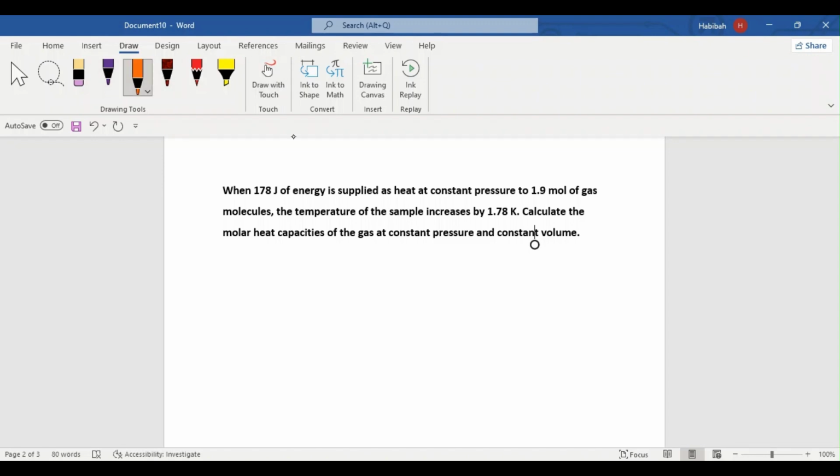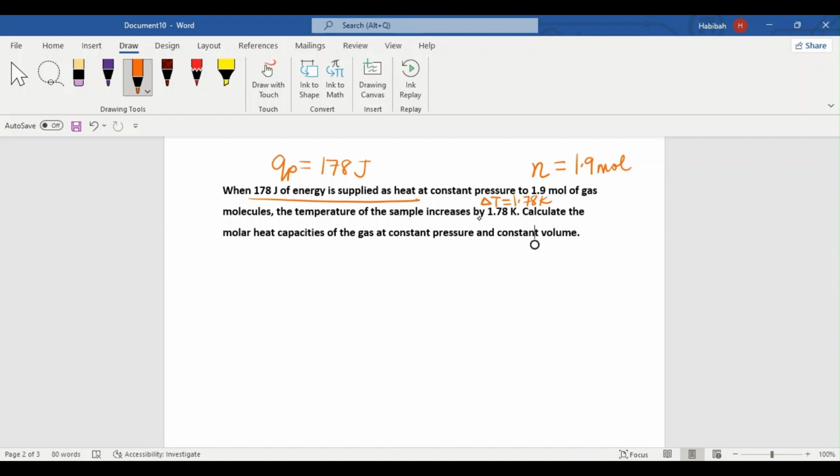So the first thing you note is we're going to reread the question and jot things down. We're told that when 178 joules of energy is supplied as heat, this means that Q equals 178 joules at constant pressure, so Q sub P, since it's constant pressure, to 1.9 mole of gas molecules. So the number of moles is 1.9 mole. The temperature of the sample increases by 1.78 Kelvin, so the change in temperature equals 1.78 kelvins.